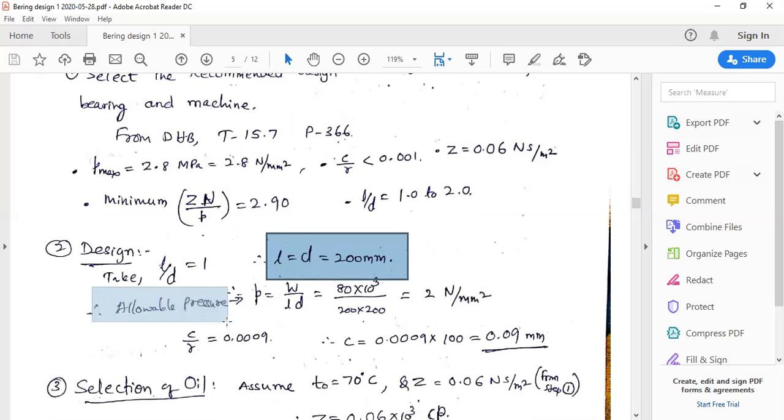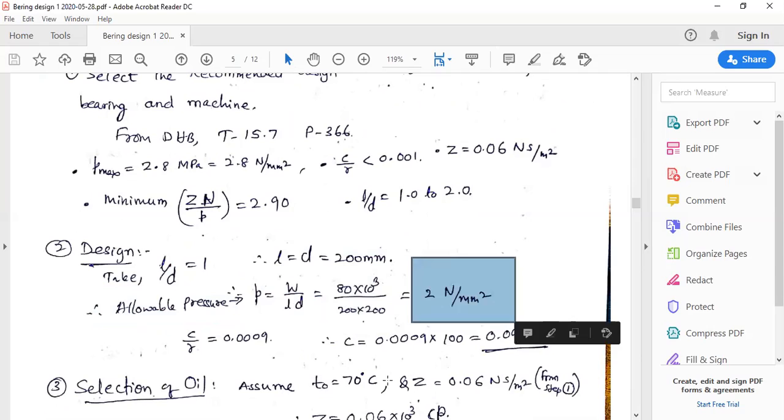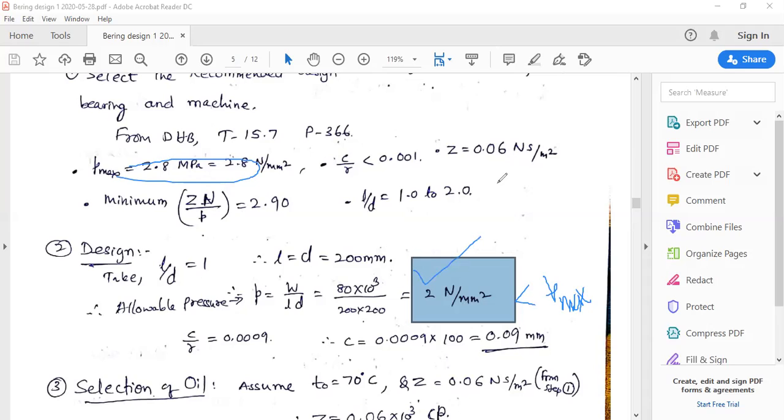And also we have to calculate the allowable pressure. So allowable pressure is given by P is equal to W divided by L into D. W is 80 into 10 raised to 3 newtons, and L and D are 200 into 200. The resulting value of the allowable pressure is 2 newton per mm square, which is less than the maximum pressure recommended in step 1. You can see here 2.8, and the calculated allowable value is 2 newton per mm square.